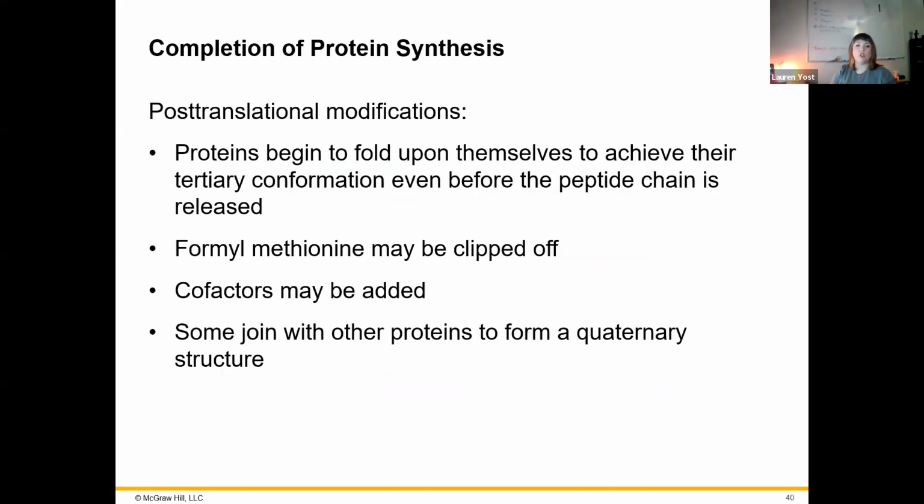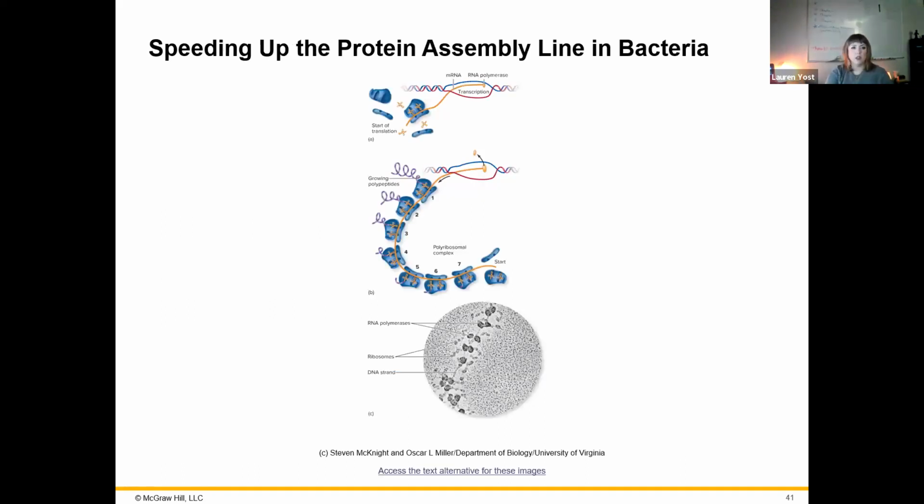Okay, so post-translational modifications. This just means we can clip off the formylmethionine if we don't want it. We don't need it for the structure of our protein, but it always has to start with that because that's just how it goes. We might add some cofactors, like vitamins, that allow the actual protein to do its job. And sometimes we have other polypeptides that we join with in order to create the functional protein, right? And we can have additions of sugar groups or lipid groups or whatever it is.